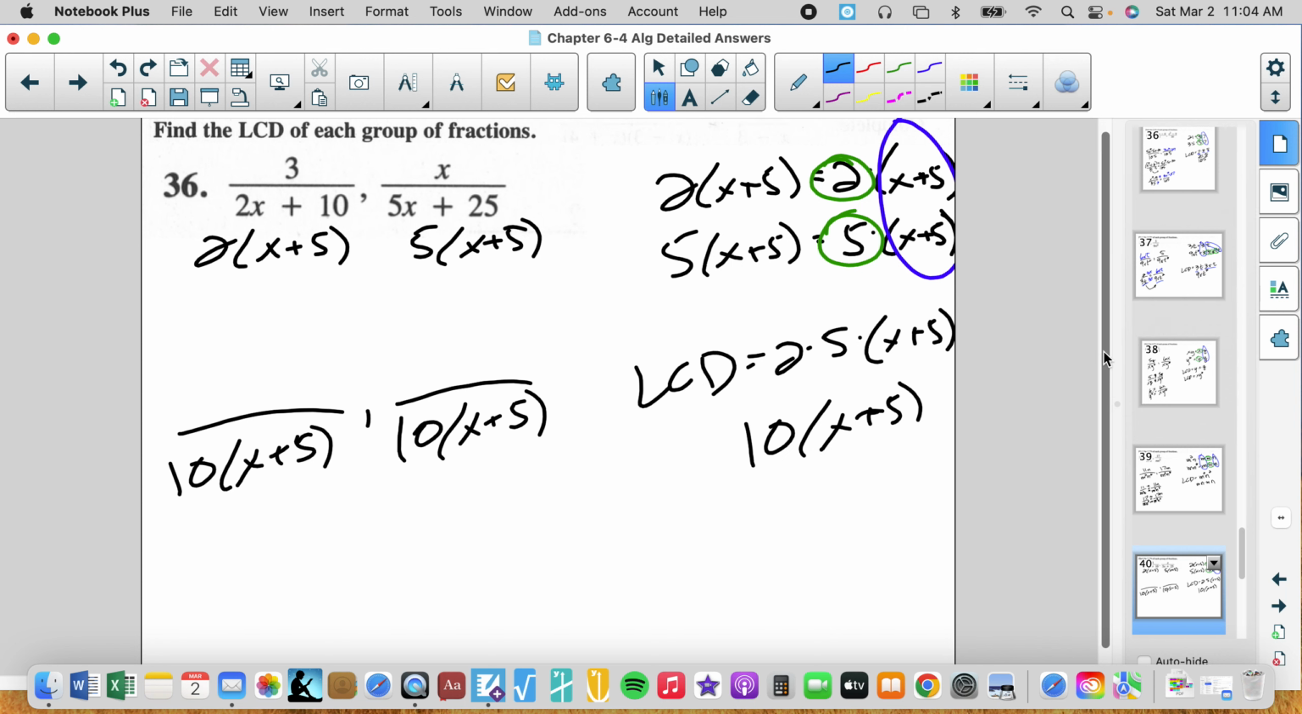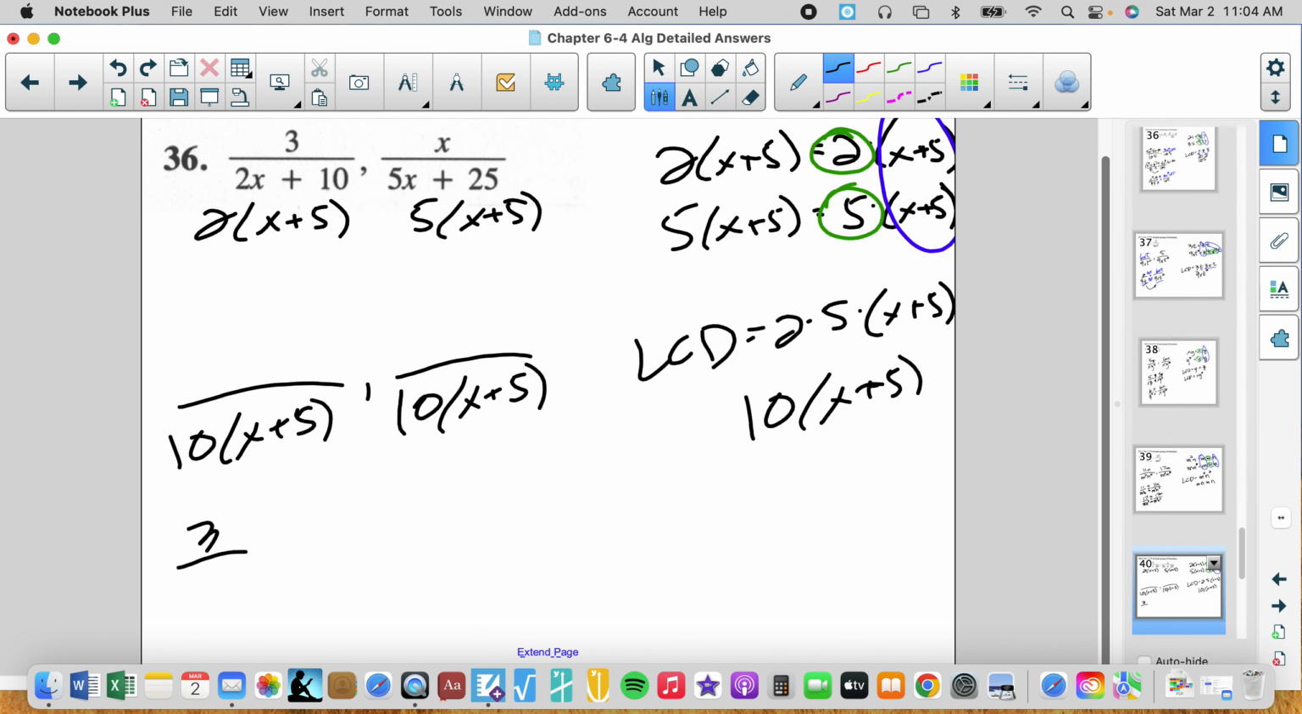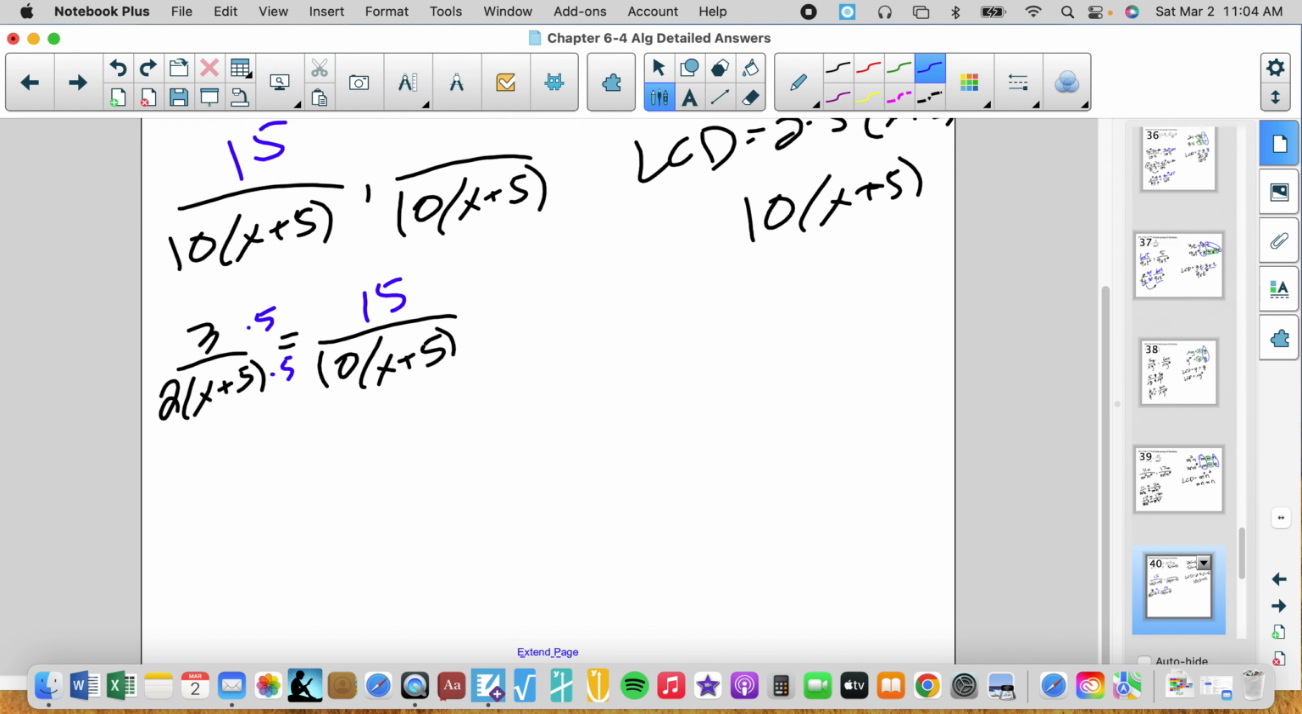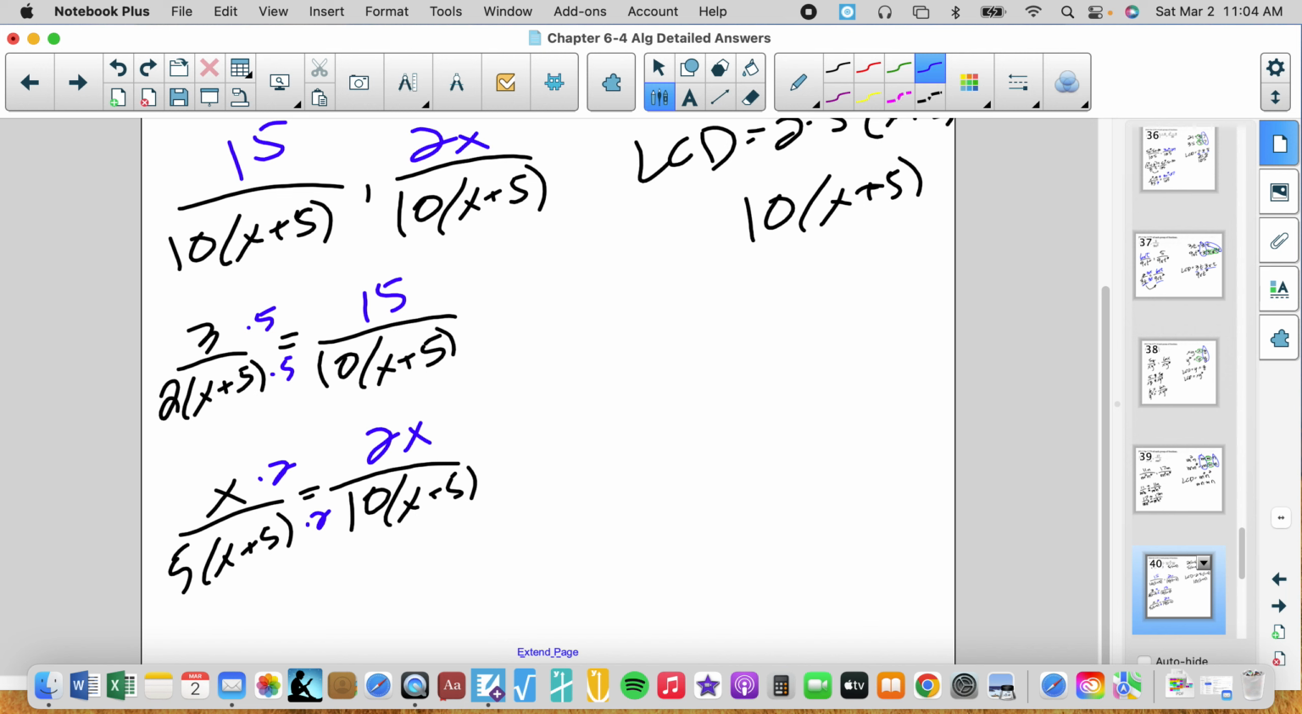And now when I find equivalencies, I'm not going to write the 2x plus 10. I'm going to write the 2 times x plus 5. So when I need to find its multiplier, what am I multiplying? I can easily see I'm multiplying by 5 to get 15. Super, super easy. Much more logical, and you can see what it's missing to make an equivalent fraction. 5 times x plus 5 equals 10 times the quantity x plus 5. What am I going to multiply by? 2. So I know that that's going to be 2x.